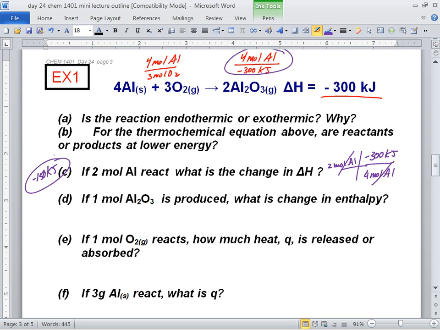So now that you kind of have the idea here, see if you can do D, E, and F. Because it's just a mole bridge idea, except it's going to get more and more complicated as it goes on. So then you have 1 mole of aluminum oxide. What's the change in enthalpy? If you're not sure what's going on, just ask. If you or the folks around you don't see what to do, do D, E, and F. Do them all.